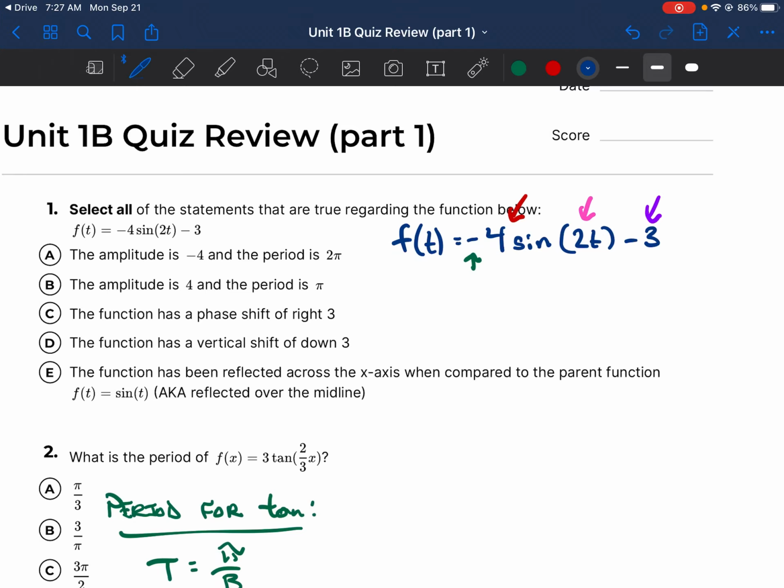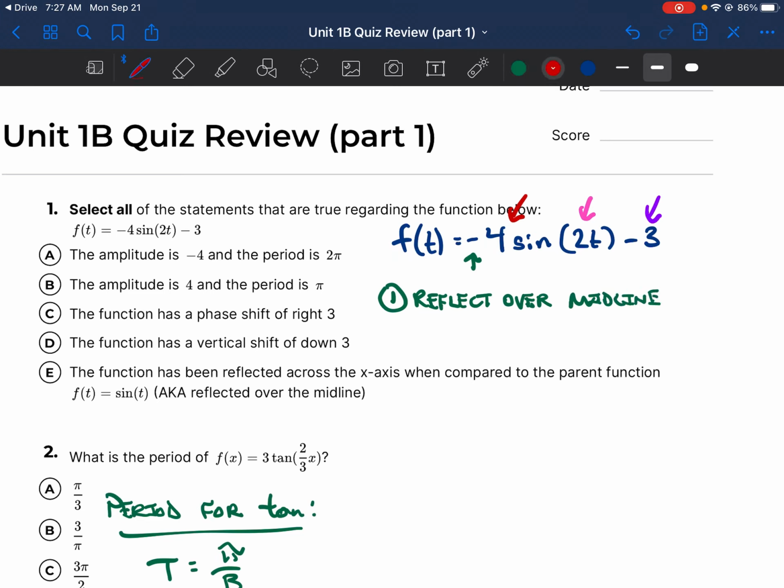So the first thing that I'm noticing is a reflection over the x-axis for the parent function, which we can also describe as a reflection over the midline. So I'm going to say here in green, this first thing we see is a reflection over the midline. Okay, in red, notice that we have this 4 being multiplied to the sine, and that represents the amplitude. So we have an amplitude change from 1 to 4.